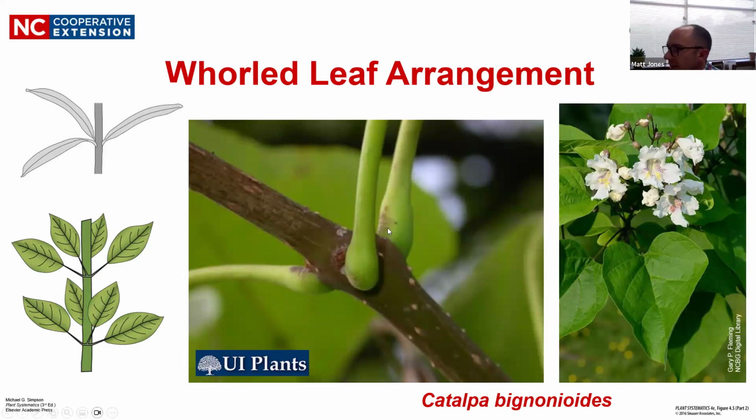This is from the catalpa tree in the Bignoniaceae. You can see at this node, there's 1, 2, 3 leaves attached at one point. And when the leaves fall off, they leave really dramatic leaf scars, which are kind of distinctive too. They're simple leaves. There's a bud there, there's a bud there, there should be a bud there. Simple whorled arrangement of catalpa.